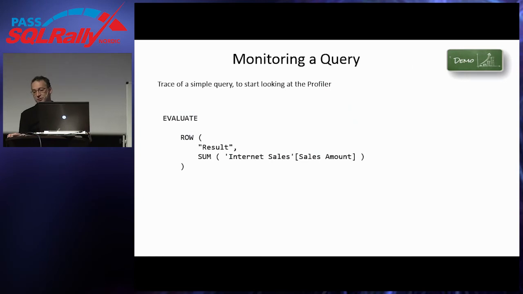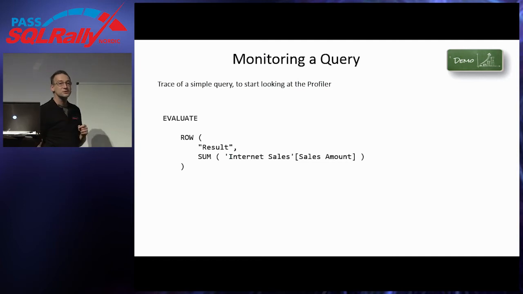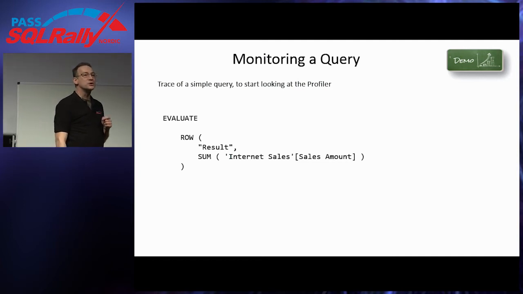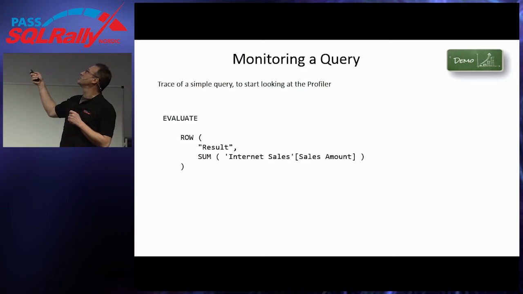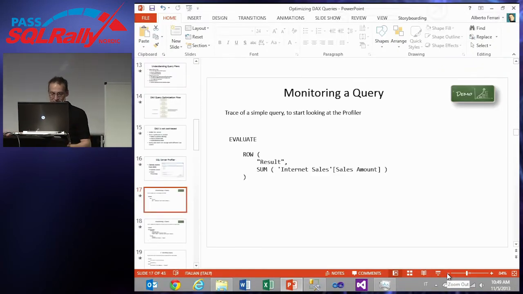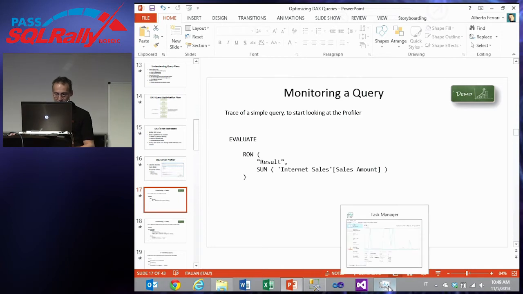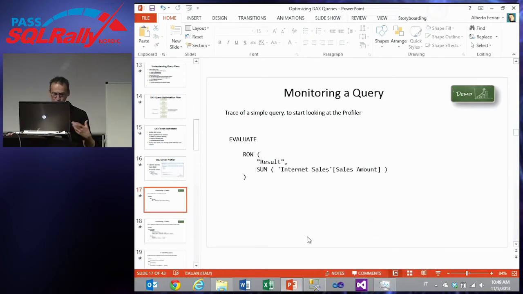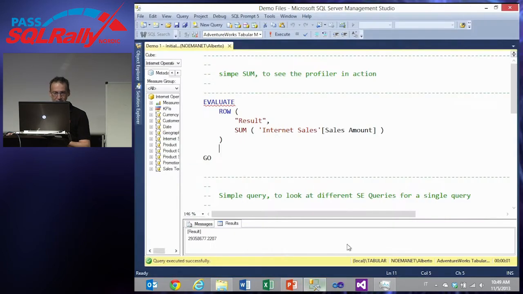And so, in order to understand how things work, let's start with a very simple query, the simplest one you can imagine. We will monitor this query, which is just EVALUATE ROW with a result that computes the sum of Internet Sales Amount. As you might expect, there is not much that we can do to optimize such a query, but it's useful to start looking at how to read a query plan. Can you read it from the bottom? Yes, okay. This is a query that we can run against AdventureWorks. It will be very fast, of course.